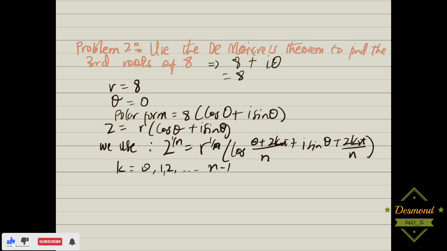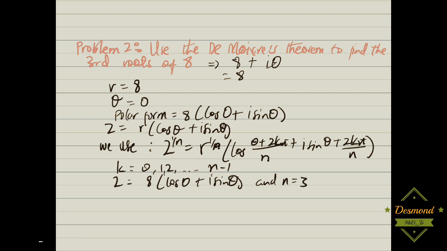So here we have our z equal to 8 open bracket cos 0 plus i sin 0, and our n here is 3 because we are finding the third root. So we first have to calculate r to the power 1/n here, and we know our r is 8, so 8 to the power 1/3, and we get 2 for this one. Very, very simple.